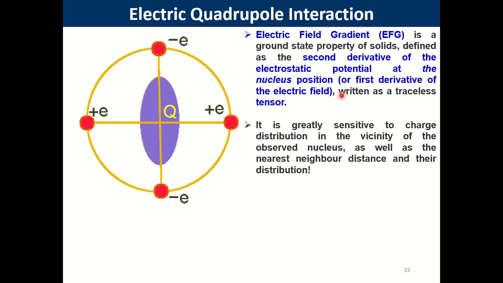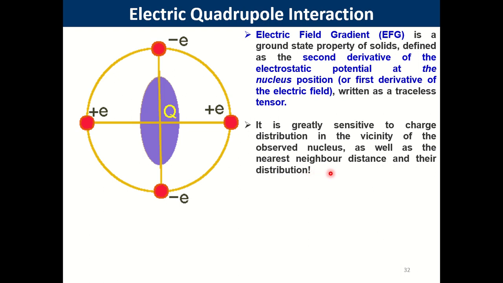So there are 3 elements in the case of a vector, and there are going to be 9 elements in the matrix that we will use for a tensor. This tensor is sensitive to the charge distribution. The electric field gradient, the tensor that we are talking about, is sensitive to the electronic charge distribution around the nucleus, as well as the nearest neighbor distance and distribution.